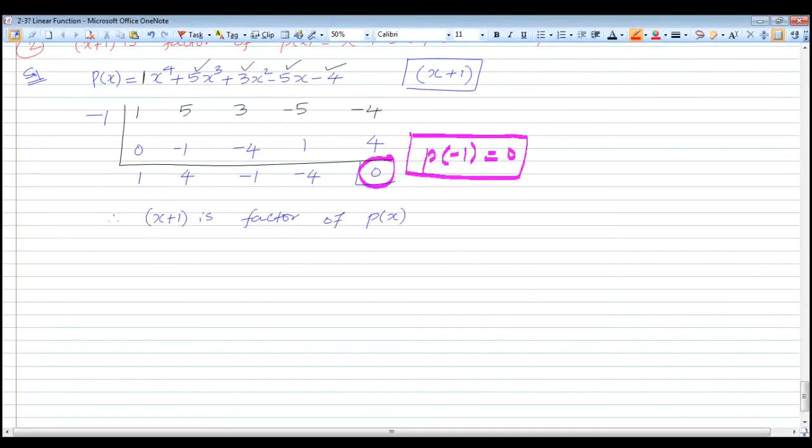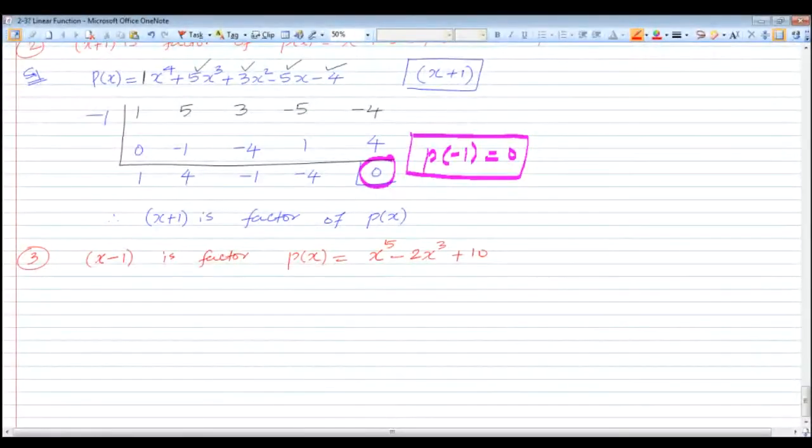This is question number 3. Check whether x minus 1 is a factor of the polynomial x power 5 minus 2x power 3 plus 10. Can you tell me what is missing here? x power 4 and x square are missing, and x too. Here x power 5, x power 4 is missing, I have to add it. Here x power 3, x square is missing. Here plus 10.